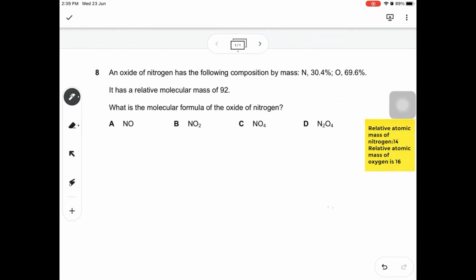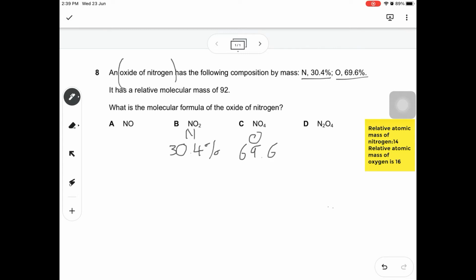Now, for this question, it's asking us to find the empirical formula of an oxide of nitrogen. And then here you have listed out the percentage composition of nitrogen and oxygen. So firstly, you write down 30.4%, then write down the symbol of nitrogen and oxygen, and write down a percentage.